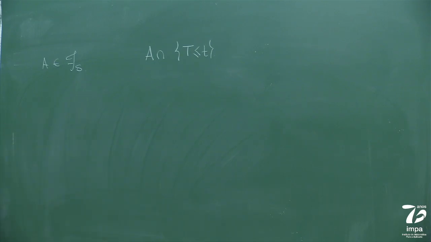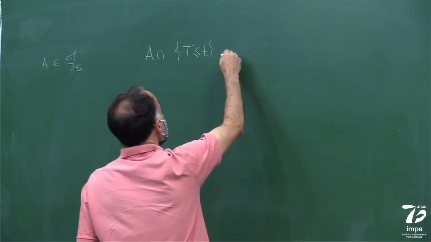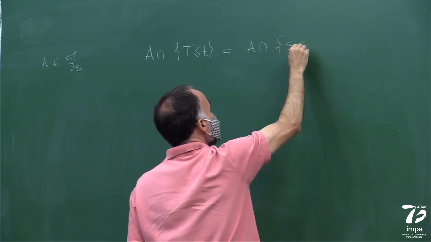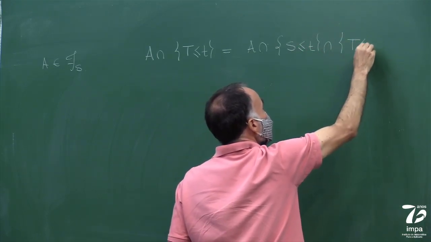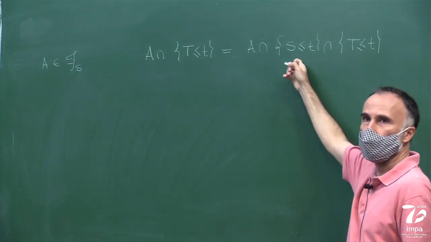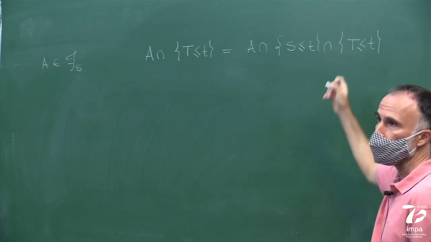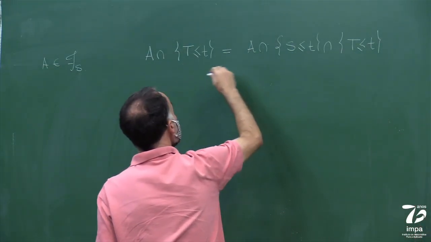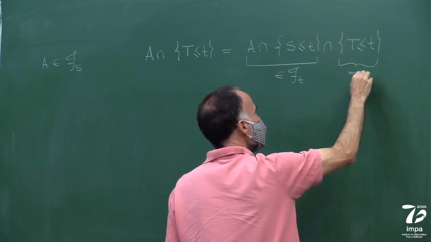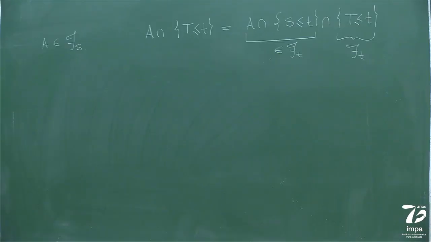But since S is smaller than T, if T is less or equal than t, then S is also less or equal than t. So these two sets coincide, right? Because {T less or equal than t} is included in {S less or equal than t}. So the intersection of these two sets is equal to that one. And now, since A belongs to F_S, this set here belongs to F_t. T is a stopping time, so this set belongs to F_t, and therefore the intersection belongs to F_t. So that's easy. So that's the first claim.